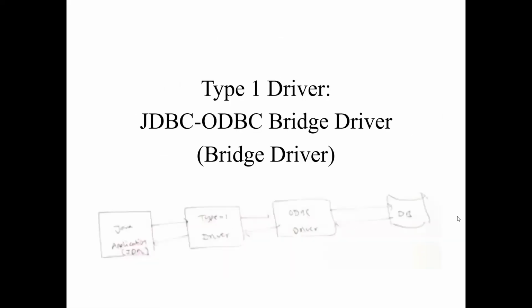Now we will clearly observe what the type 1 driver is, what the advantages are and what the disadvantages are. So the type 1 driver is JDBC-ODBC. Here our main aim is to communicate from the Java application to the database. This is our main agenda. From this point of view, the translator is the type 1 driver or type 2 driver.